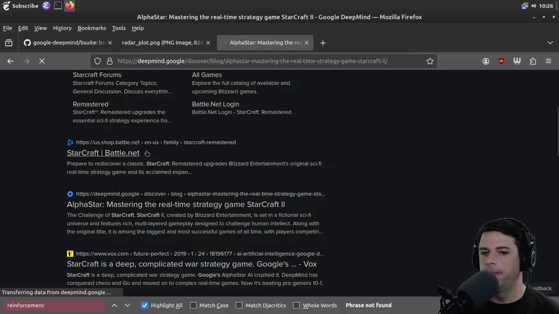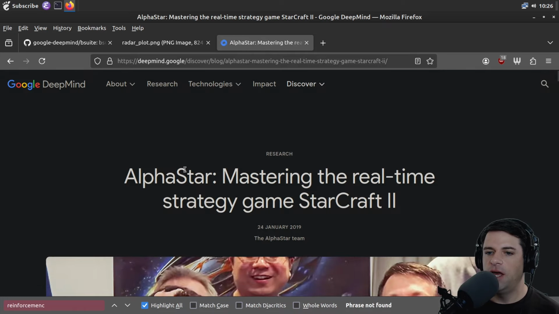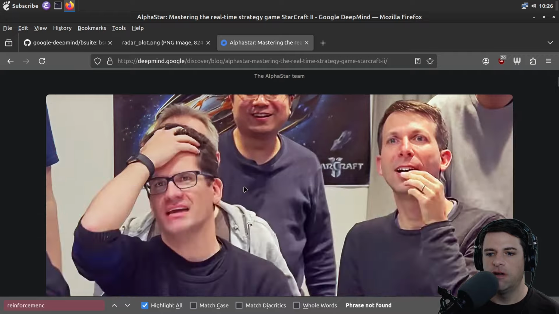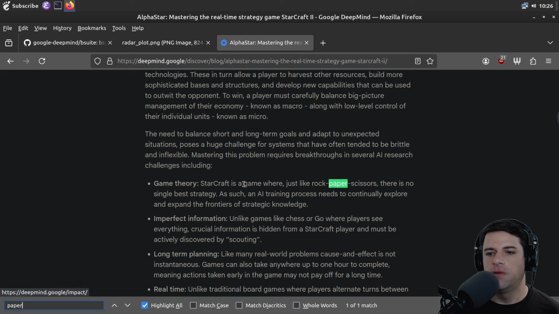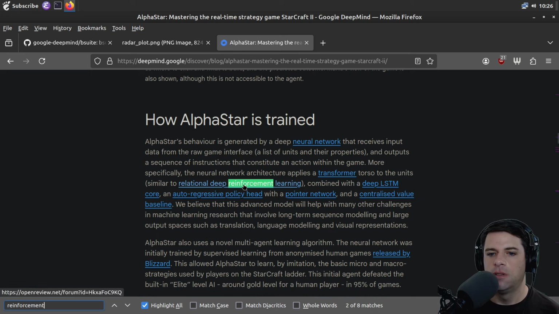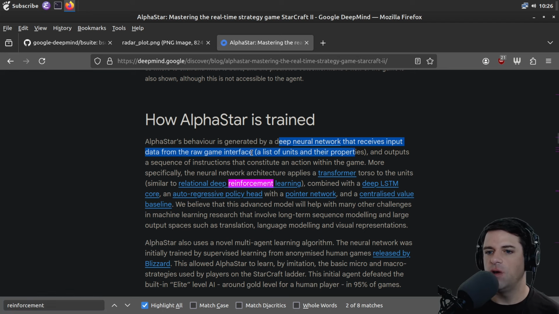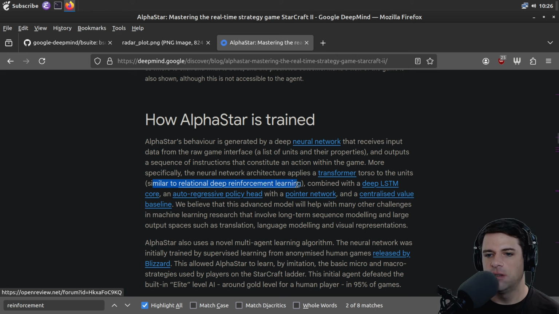So there is AlphaStar mastering the real-time strategy game StarCraft 2. There's probably some paper here. This is by a deep neural network that receives data from the raw game interface. More specifically, the neural network architecture applies a transformer torso to the units, combined with a deep LSTM core. I don't know what a torso is. I think it's different from a torsor. They describe this as similar to relational deep reinforcement learning.